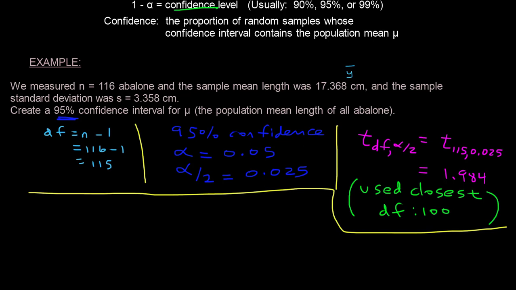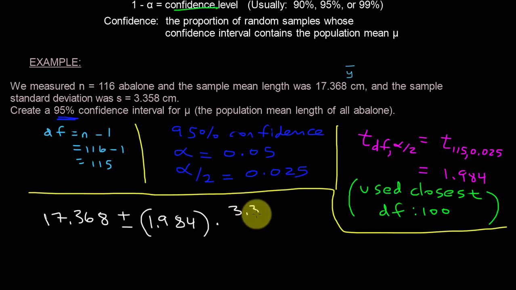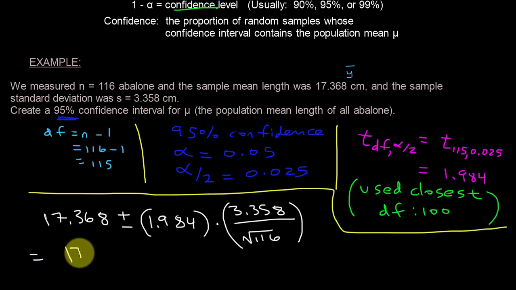Now that we have all of the components that we need to create this confidence interval, we are now going to plug them all into the formula. So it starts with the sample mean, 17.368. Add, subtract the margin of error, which is composed of the T critical we just found, multiplied by S over square root of n. So I'm going to take it nice and slow here and compute first the standard error estimate.